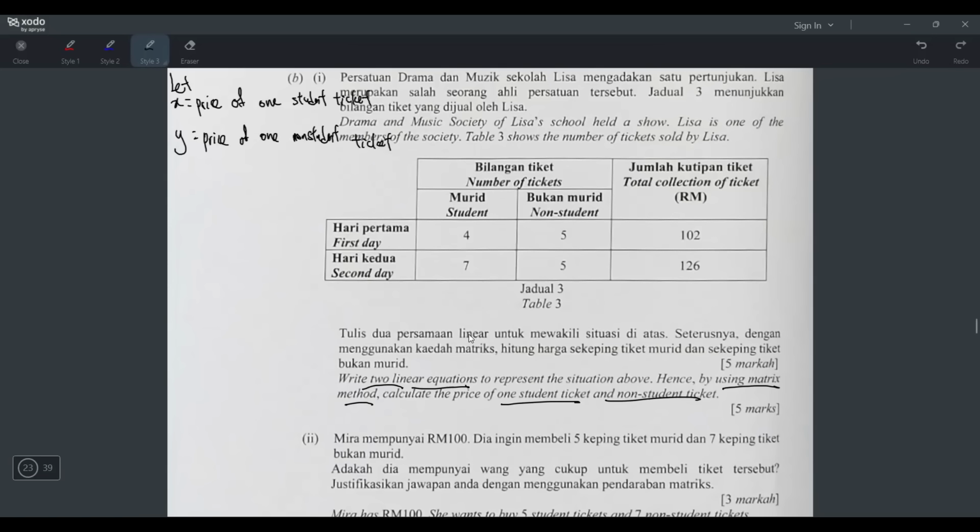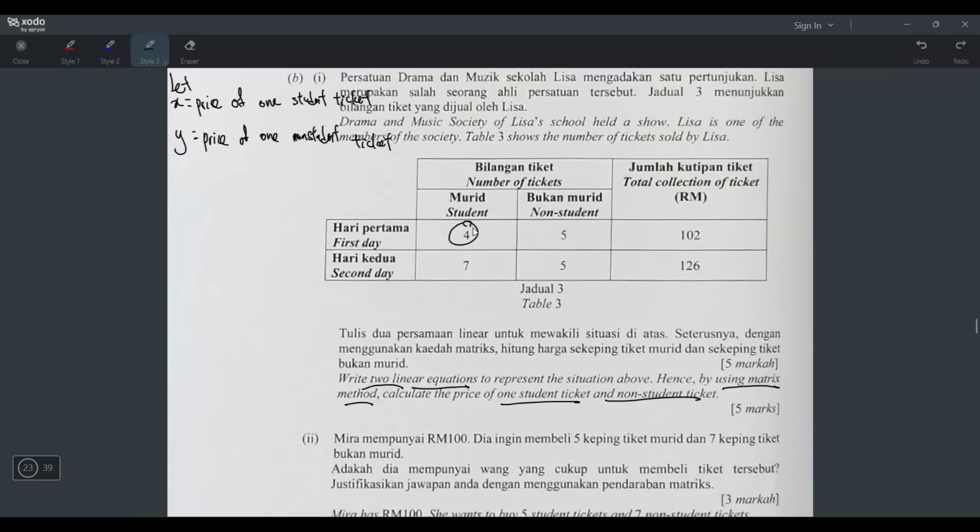So ingat bila kita buat soalan yang simultaneous, kita boleh terus tengok last baris, tengok apa dia suruh cari, and apa yang dia suruh cari itulah you punya XY. Okay, now you already know XY is RM. They are price, right? So now we can write down the two equations very easily already because you already know the XY represents price of one ticket.